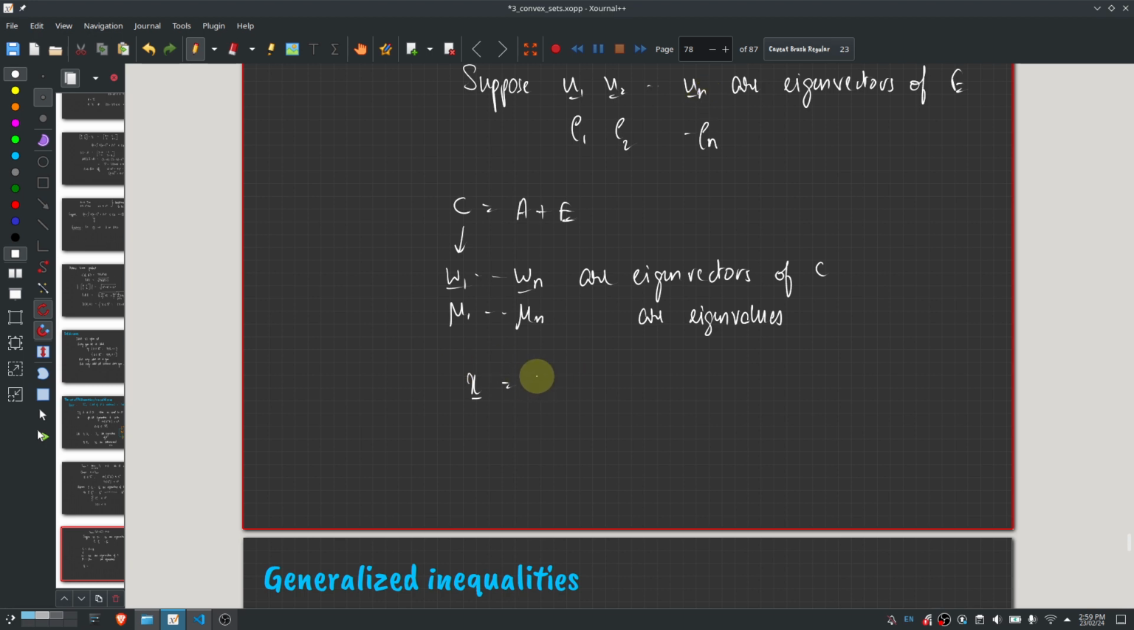So they correspond to different bases for Rn. I can write x as summation I equal to 1 to n alpha I vi, but I can also write it as summation I equal to 1 to n beta I ui, and also as summation I equal to 1 to n gamma I wi.